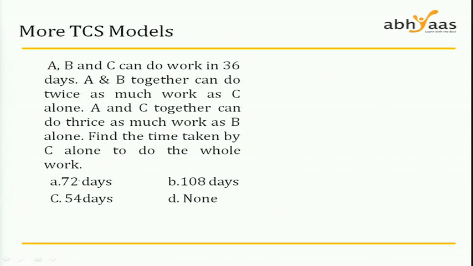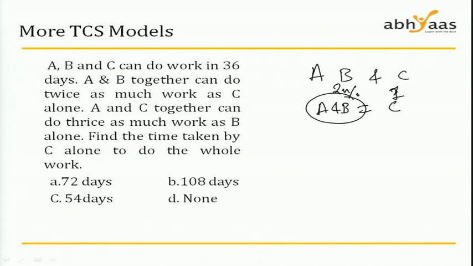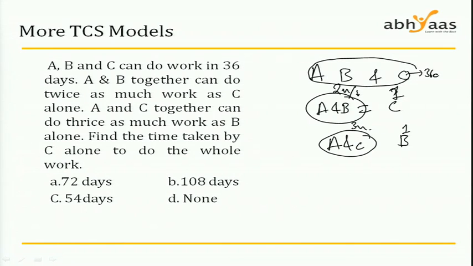So you have A, B and C. What do you know? A and B can do twice as much work as C. That means if C does 1 unit of the work, they do 2 units of work. And A and C do how much? Thrice that of B. That means B does 1 unit, A and C do 3 units. Now A, B and C put together, they can do the work in how many days? 36 days. It's a classic time and work problem.